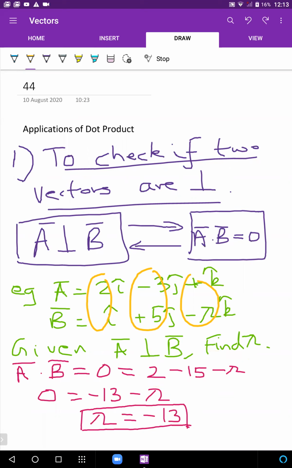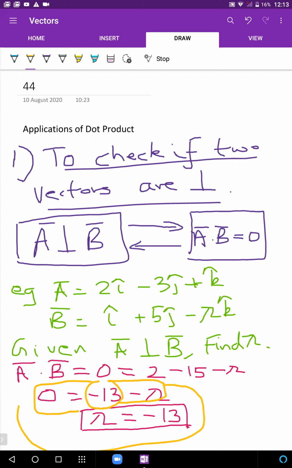But then we will solve that equation. So how will we solve that equation? 2 minus 15 is minus 13. Minus 13 minus lambda is 0. Bring lambda over to the left hand side. So when you bring minus lambda to the other side, it becomes plus lambda. Plus lambda is minus 13. So minus 13 minus 13 will be 0. Lambda is minus 13. Okay.